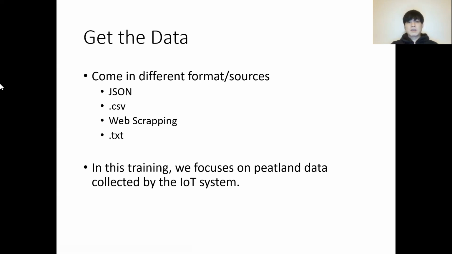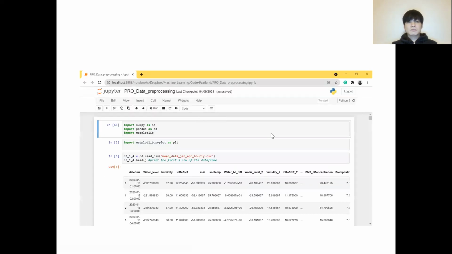And .txt file, you can also get your data from a .txt file. But in this training, we're going to focus on peat data collected by the IoT system, which is saved in the .csv file here. So how do you get the data? Getting the data is very easy. You just have to use read_csv.